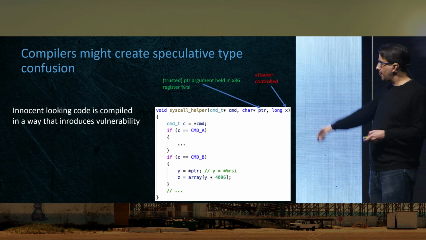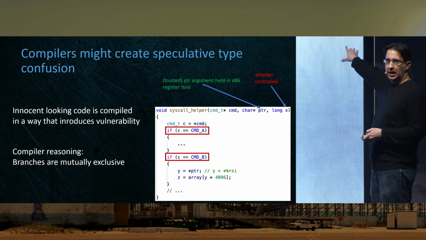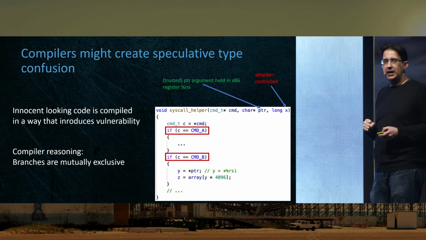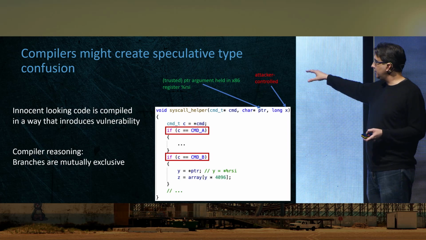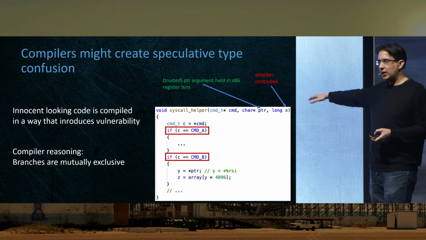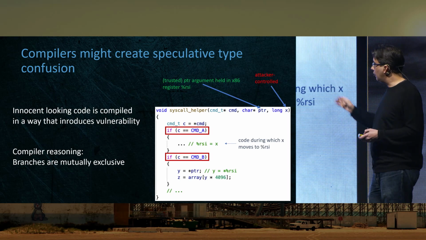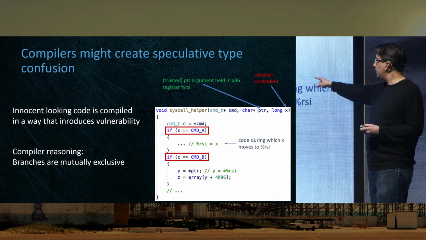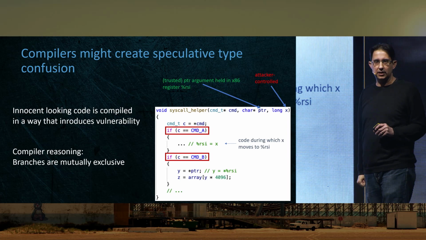And in the second condition, it dereferences some pointer, which is trusted. It's a kernel-supplied pointer. Now, when the compiler compiles this code, it might reason that because these branches are mutually exclusive, if the first condition is true, then nothing that happens inside this if block can affect what happens in the second block. So the compiler might put here some code that overwrites register RSI, which is the register that contains the PTR argument, overwrite it with some value, a scalar value x, that is controlled by an attacker, that is not trusted by the kernel.